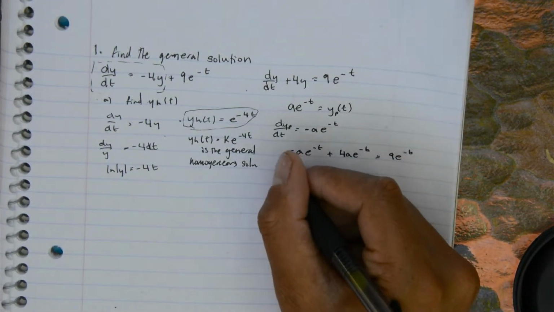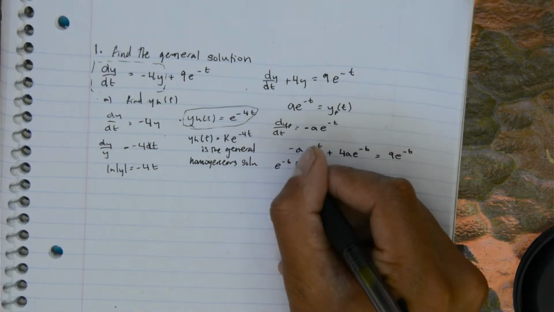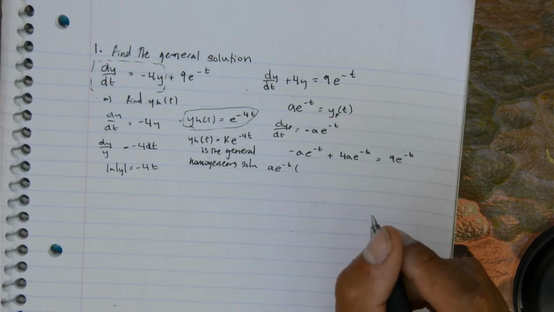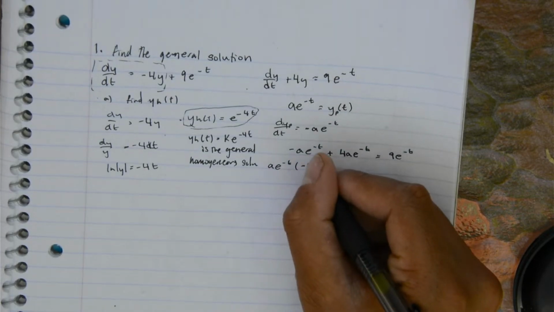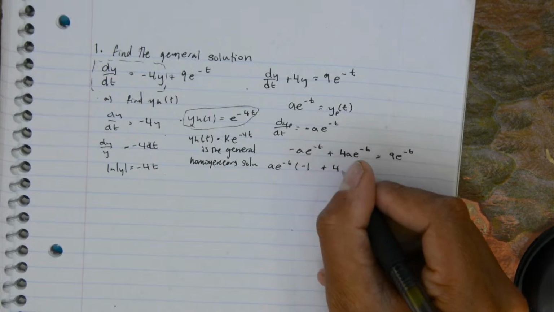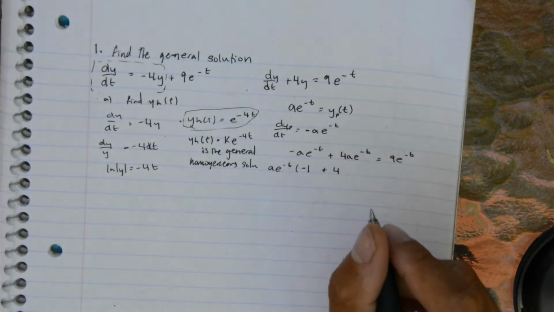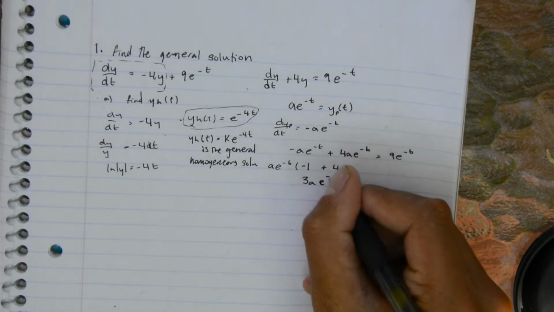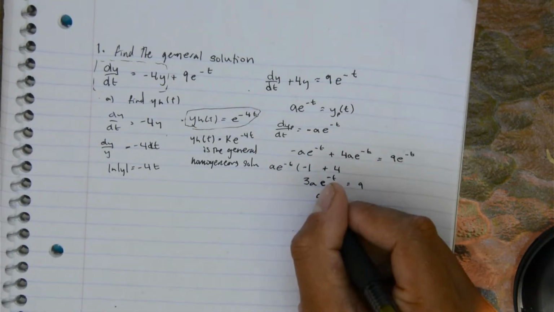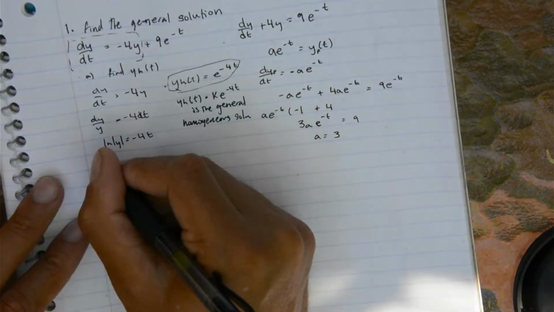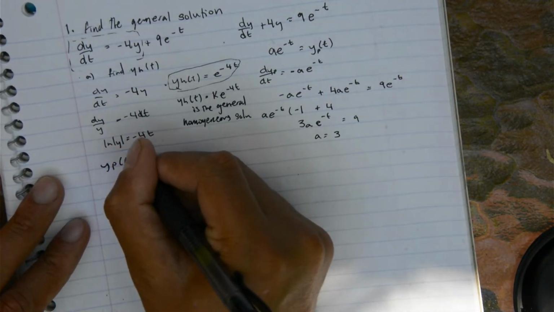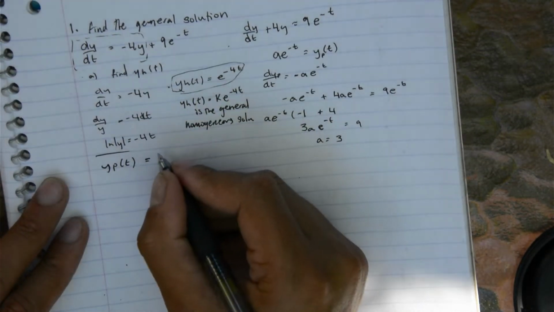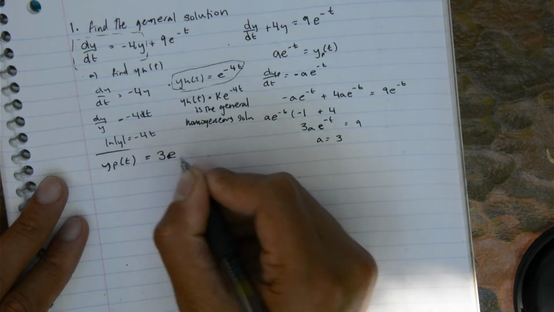So then if we factor out, we're going to get e to the minus t, or a e to the minus t, times minus 1 plus 4. Okay, so we should be able to just get 3a e to the minus t is equal to 9e to the minus t. So a is equal to 3. So then our particular solution is equal to 3e to the minus t.